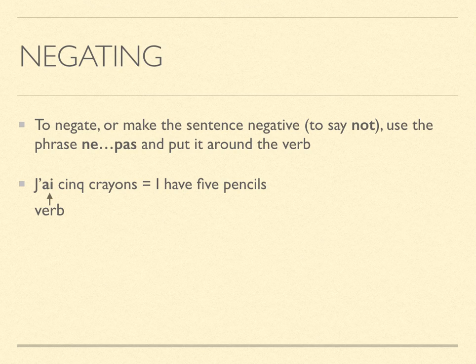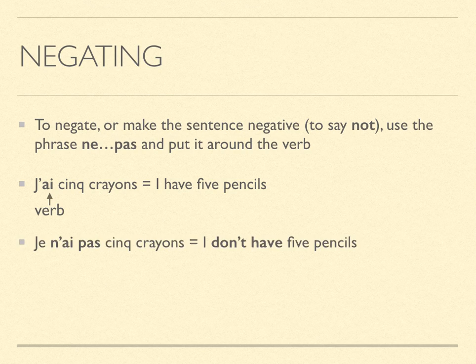So when we go to make it negative, we know that we have to put the ne and the pas around the word a. So it will look like this. Je n'ai pas 5 crayons. Now it says I don't have 5 pencils.